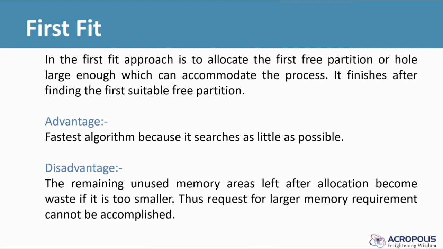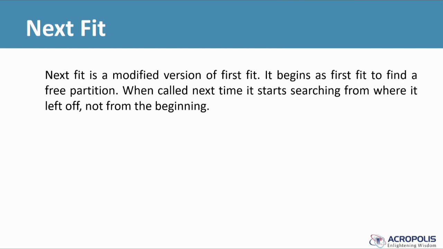Now let us look at next fit. It is similar to first fit; you can say it is a modified version of first fit. For example, if we allocate one process, then it doesn't search from the beginning; it searches after the place where the first process was kept. The advantage of that is it requires less searching time.